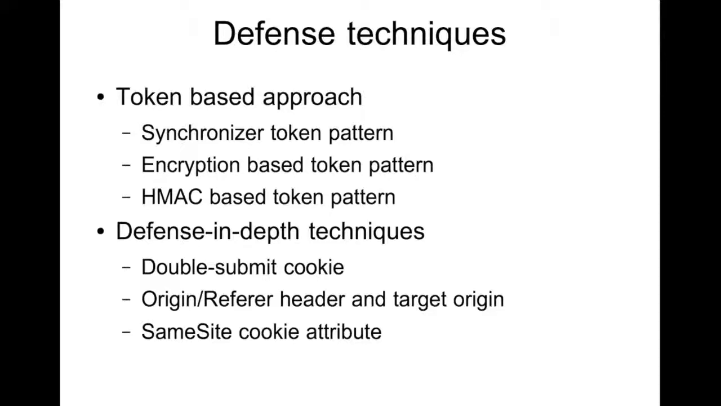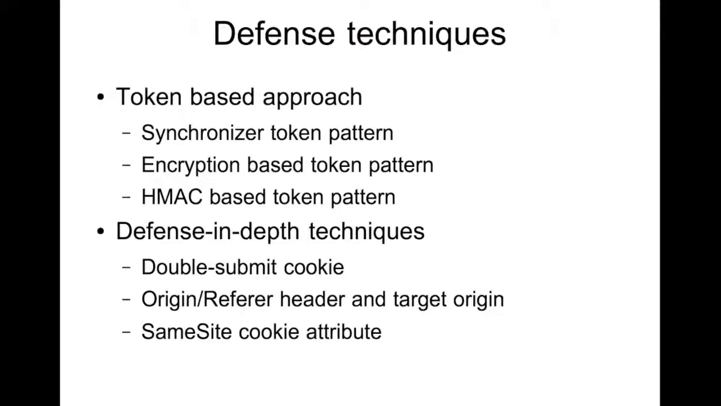With encryption-based token pattern, you would use a key on the server to encrypt the user ID, timestamp, and nonce, and use the resulting value as a token. When you get the token back from the client, you would use the same key to decrypt the information and verify the validity of the information within. HMAC-based token pattern uses a similar principle, but instead of encryption, you'd use a hashing algorithm.